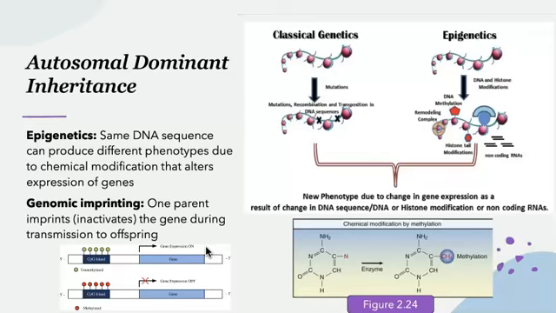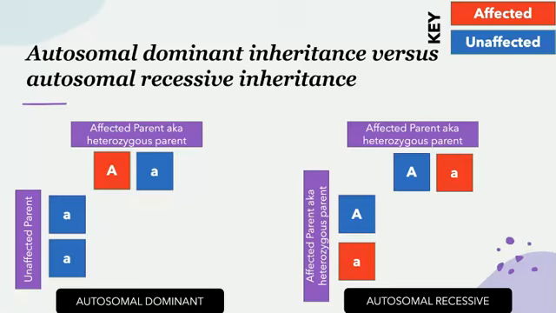The impact here is that the phenotypic differences arise despite having identical DNA sequences. And this, of course, could be influenced through lifestyle factors, such as if somebody is smoking or not. And another way where we can stop the gene expression is through genomic imprinting, where one parent imprints or inactivates the gene during transmission to the offspring.